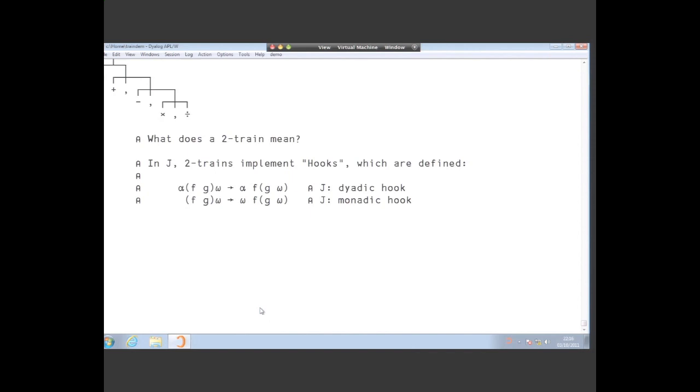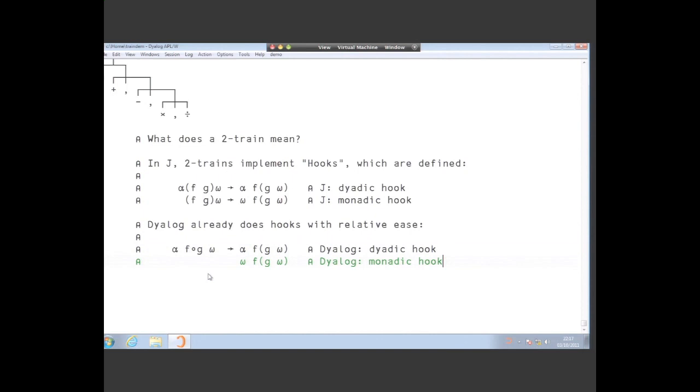And this is where we may want to diverge from J. Dyalog already does hooks with relative ease. So the Dyalog dyadic hook is just jot, compose. J uses a hook to make this guy, but we can make this guy with just a jot. We can already do that. And a monadic hook, we can just use the commute to distribute the right argument to both sides.